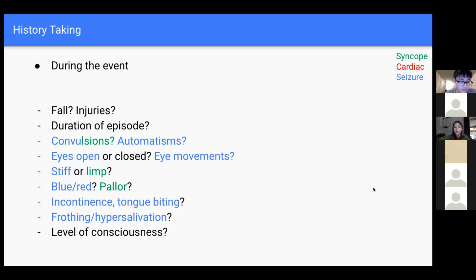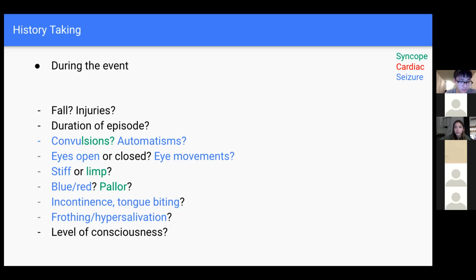So during the event, firstly, it's important to ask and look for falls or injuries that happened during the episode of loss of consciousness. Also inquire about the duration of the episode. Syncope could last in the range of seconds, whereas a seizure could be about a minute. So that's important to ask.